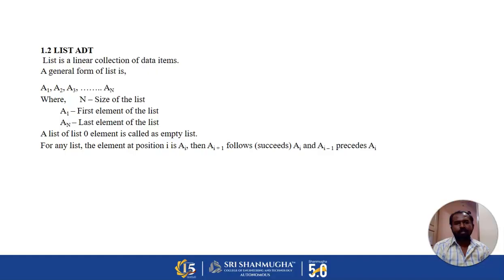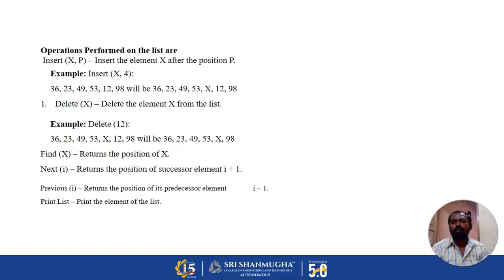Next, 1.2 List ADT. List is a linear collection of data items. The general form of a list is A1, A2, A3, up to AN, where N equals the size of the list. A1 is the first element of the list. AN is the last element of the list. A list with zero elements is called an empty list. For any list, if the element at position I is AI, then AI plus 1 succeeds AI, and AI minus 1 precedes AI.